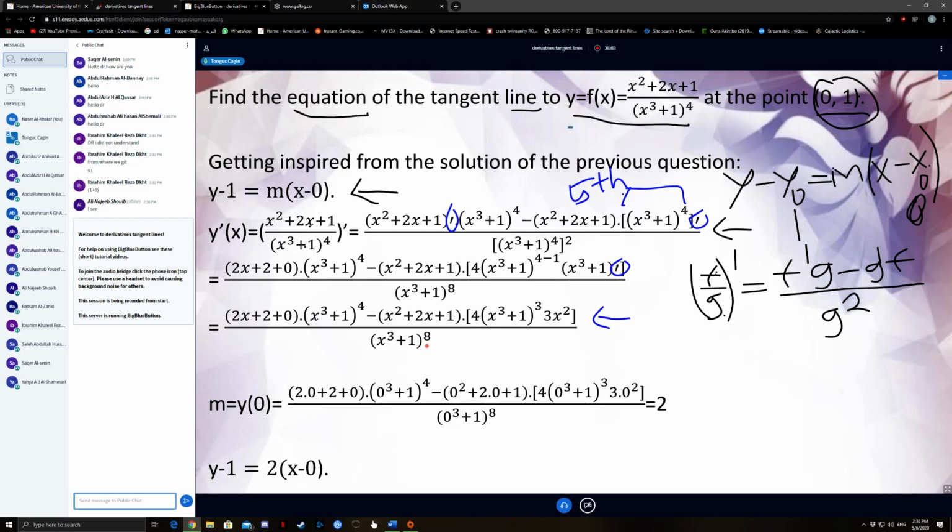Well, I can actually draw a sketch for you to see what we have done. Our point was 0, 1, and that's here. My function passes through there, maybe something like this. And I have a tangent line to it at that point. This. And they ask me to find the equation of this tangent line, which is this: y minus 1 equals 2x. That's it. We are finished for today.